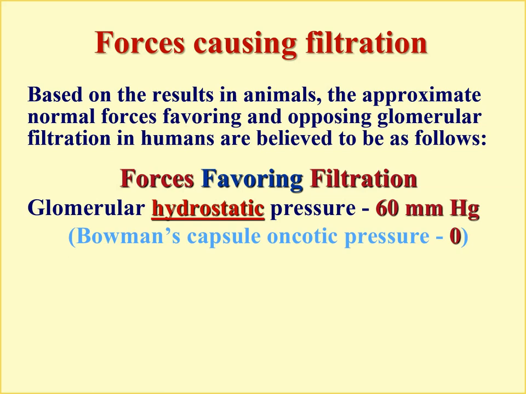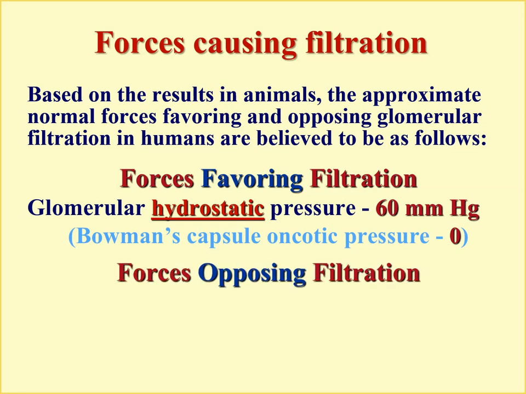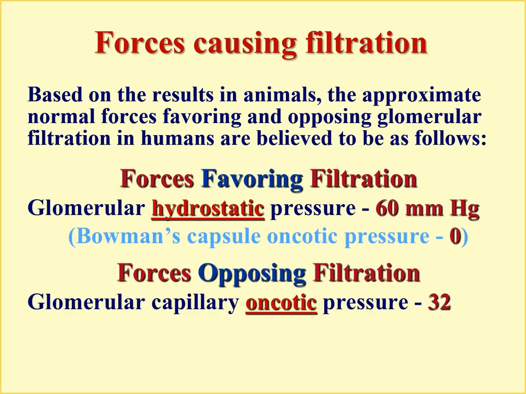And Bowman's capsule oncotic pressure, which theoretically, if it were present, could contribute also to the filtration, is 0. Therefore, among the 3 pressures which participate in formation of the final net filtering pressure, there is only one that contributes to filtration, favors filtration. Opposing filtration, there are 2 pressures. Glomerular capillary oncotic pressure created by blood plasma proteins.